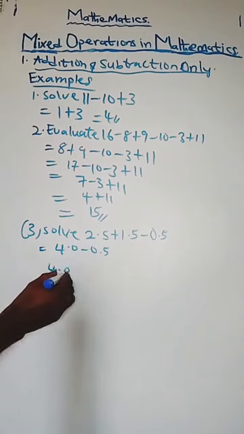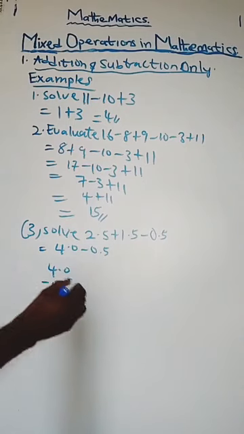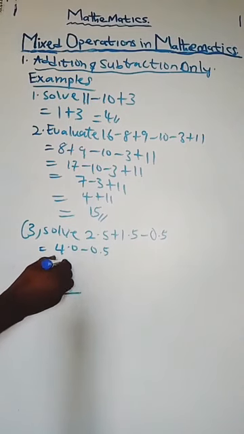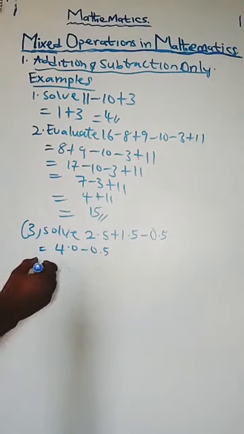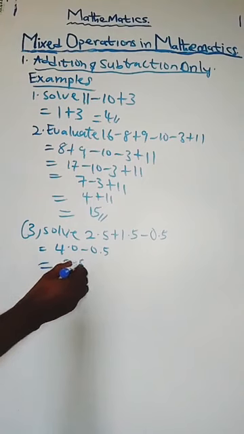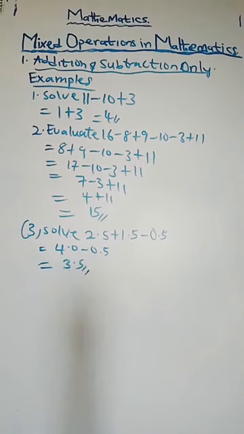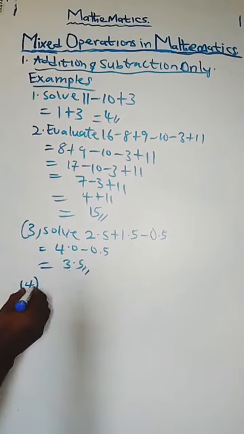So 4.0 minus 0.5. 0 minus 5 is impossible. You borrow 1, so this is 10. 10 minus 5, 5. What you have here is 3. 3 minus 0, 3. So the answer to this is 3.5. So this is how to solve it step by step. Let's look at the final question under this.